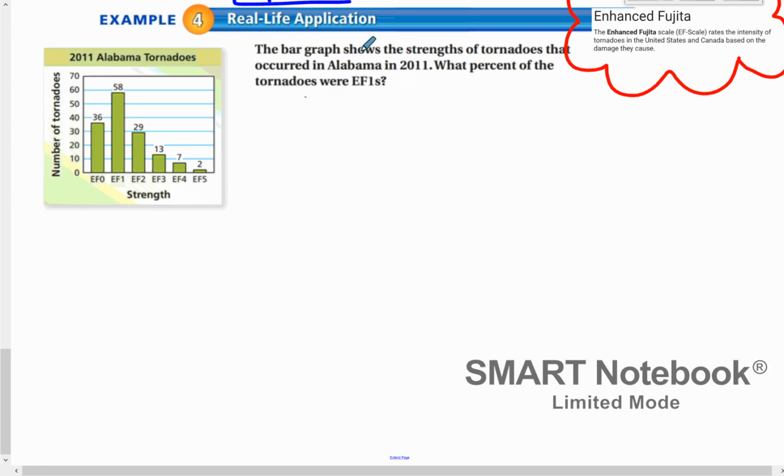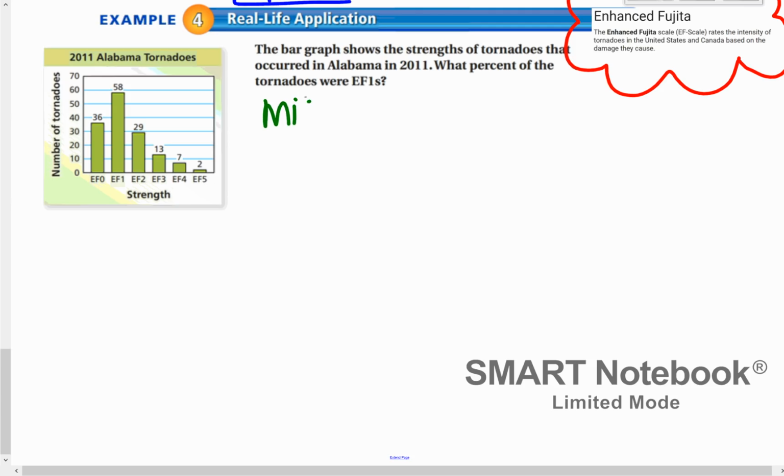Now, when I first read this problem, I had no idea what an EF1 meant. Okay, so I went to Google and I Googled it. And Enhanced Fujita is the scale that they use to measure tornadoes in the US and Canada based on the damage that they cause. Okay, so EF0 is going to be the least amount of damage. EF5 is going to be the most amount of damage. Okay, so we want to know what percent of the tornadoes were EF1.